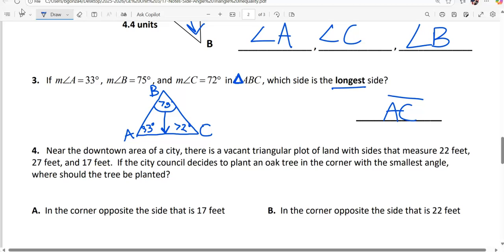Now look, number 4. We have a triangular plot of land. Ooh, who could that be? And then it says there's 3 sides. There's a 22 feet. There's a 27 feet. There's a 17 feet. So label your picture.